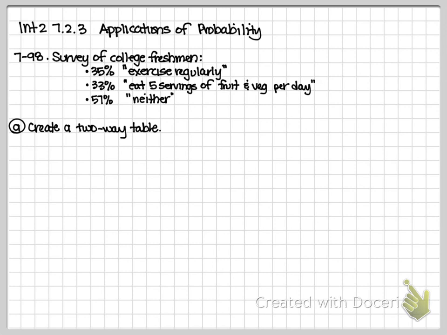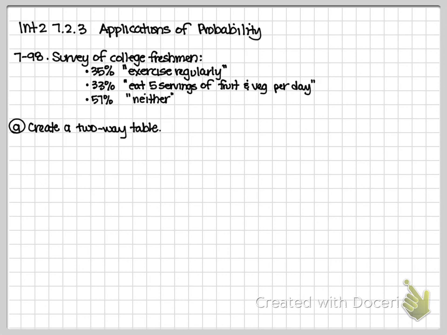In this survey, 35% of them checked a box that said that they exercised regularly. 33% of them also checked a box that said that they eat 5 servings of fruit and vegetables per day. And then 57% said, nope, neither. So what we want to do is create a two-way table out of this.